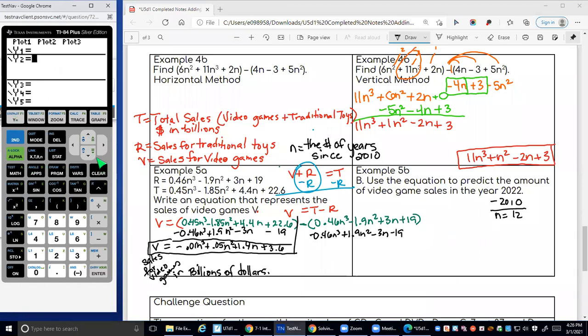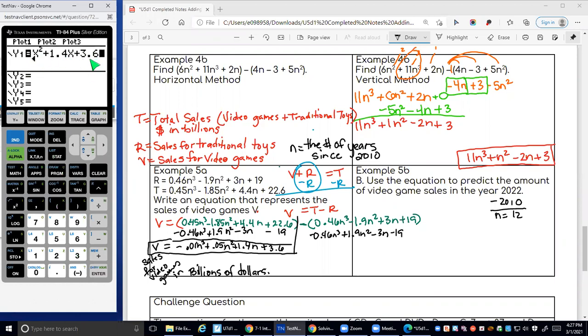I'm going to clear all that out, and type this god-awful stuff in there. So 0.01, and instead of N, the calculator likes X. So we're going to put X to the power of 3. Make sure you go to the right. And then plus 0.05 X to the second power. Go to the right. Plus 1.4 X plus 3.6. Did I tell y'all you wouldn't need the calculator? Sorry about that. It would be a lot of time to do this in your head. But you get the idea, right?